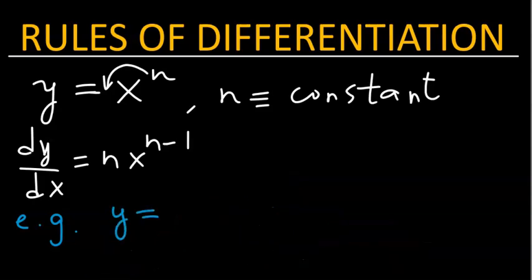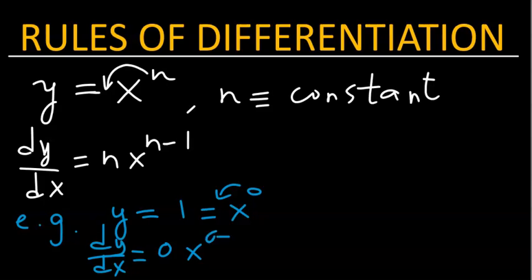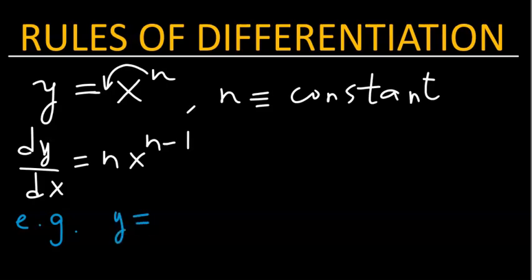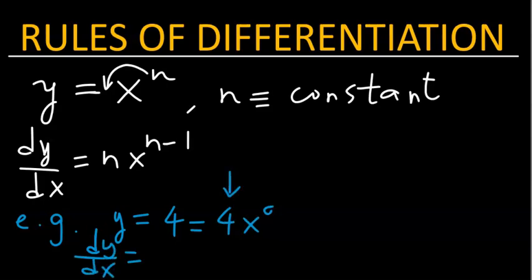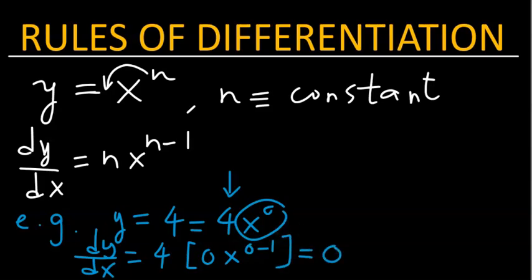What if y equals 1? Now 1 is equivalent to x to the power 0. So dy dx equals, the 0 comes in front, 0 times x to the power 0 minus 1, which is identically 0. That result that we have found previously is the same for any constant. Let's say 4. 4 can be written as 4 times x to the power 0. So the derivative of y with respect to x equals, you just write that 4. Now let's differentiate this, and we know it's 0 times x to the power 0 minus 1. So the entire result is quite simply 0.